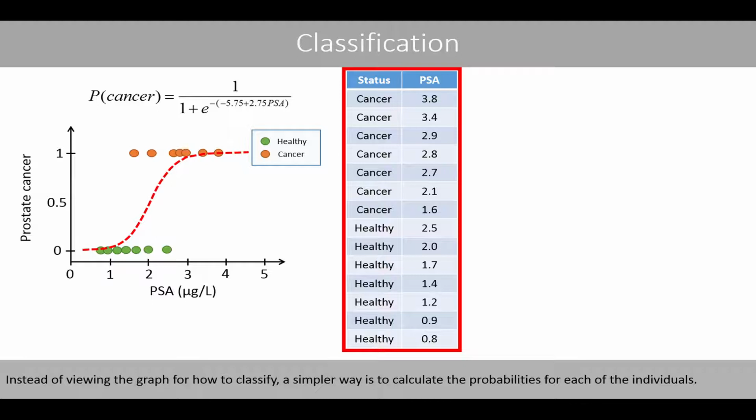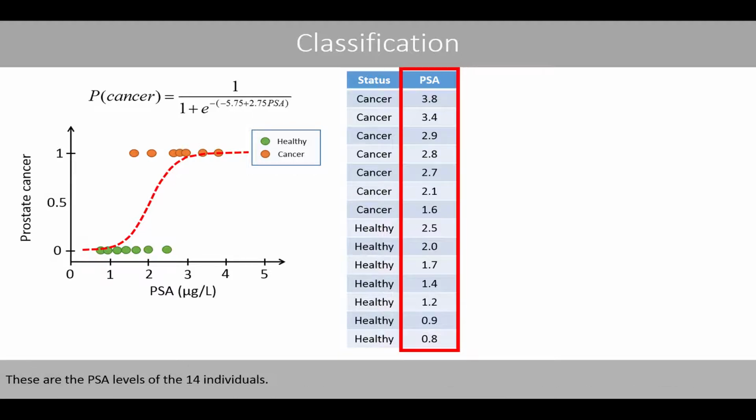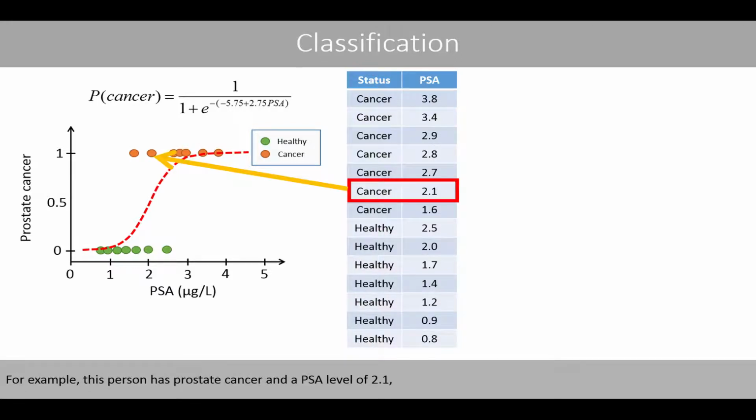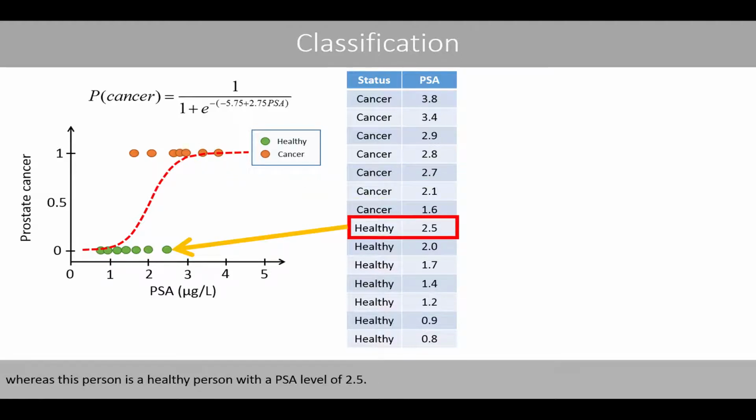Instead of viewing the graph to classify, a simpler way is to calculate the probabilities for each of the individuals. These are the PSA levels of the 14 individuals. In total, we have 7 patients with prostate cancer and 7 healthy controls. For example, this person has prostate cancer and a PSA level of 2.1, whereas this person is a healthy person with a PSA level of 2.5.